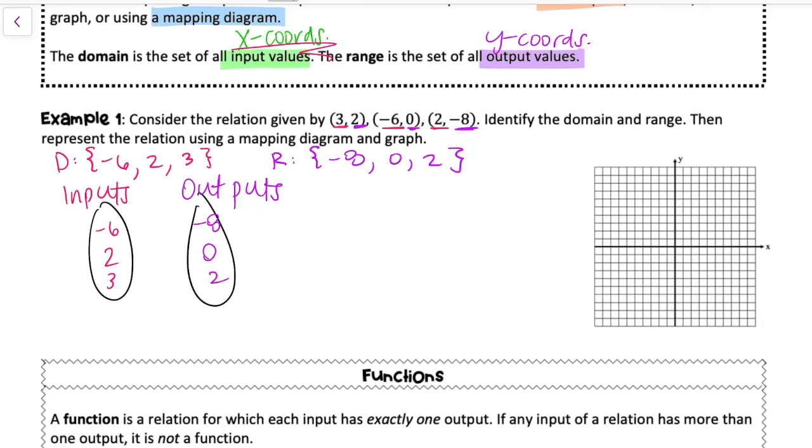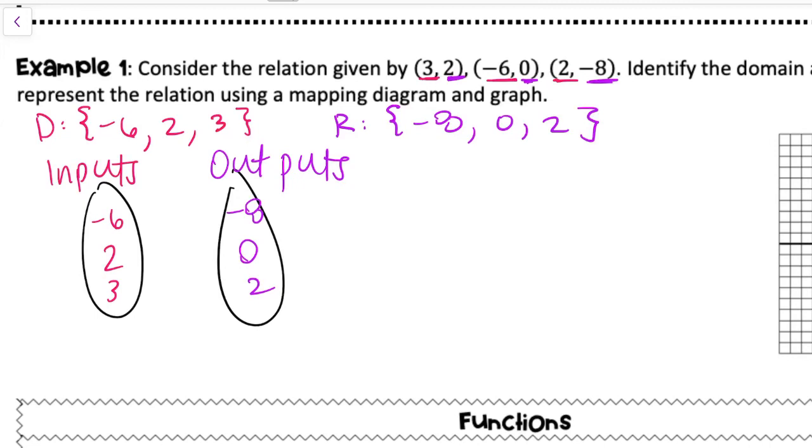And then, the thing about our mapping diagram is we literally use it as a map from each input to each output. So the ordered pair 3, 2 tells us that when we start with 3, we end up at 2. So what we do is we draw an arrow from that input to that output, and you need the arrow piece on the end. Then we've got the ordered pair -6, 0. So we're drawing an arrow from -6 over to 0. And then lastly, we've got 2, -8, from 2 up to -8. And there we are. There's our mapping diagram.